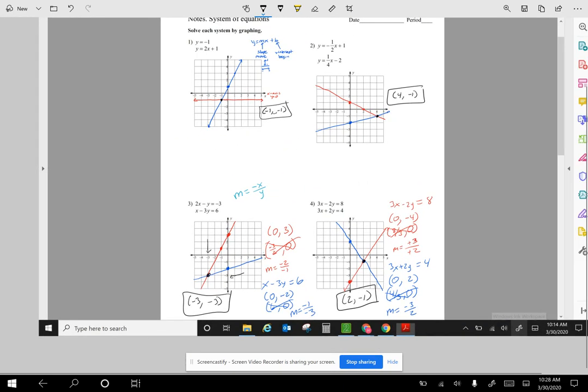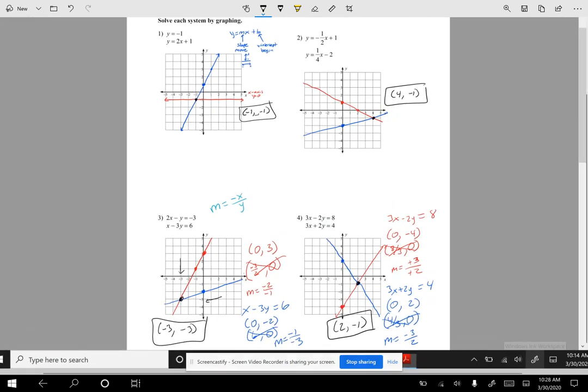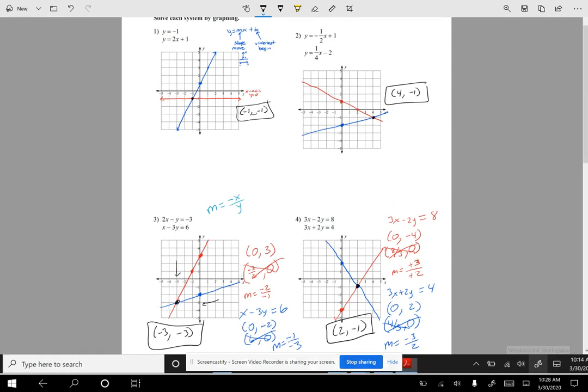So I'm showing you guys how to do it in slope-intercept form, right, where the y is by itself. I'm showing you guys how to do it in standard form, where the x and the y are both on the left side. In both cases, I'm looking for the point of intersection. Make sure after the comma, you guys do type in a space.